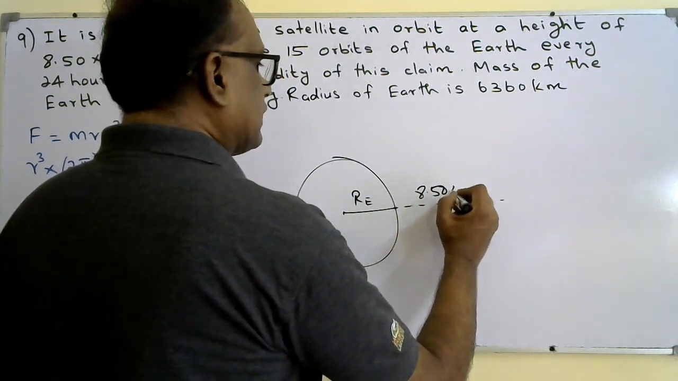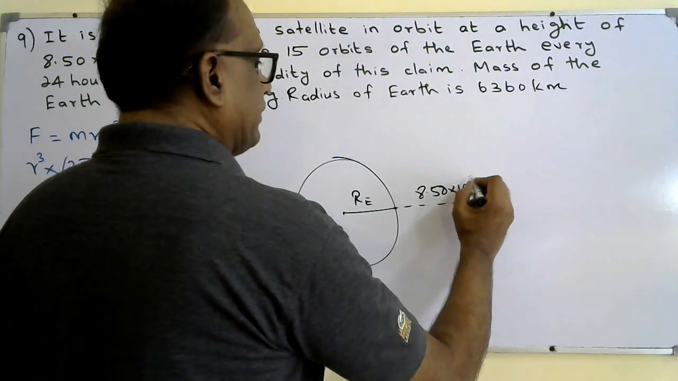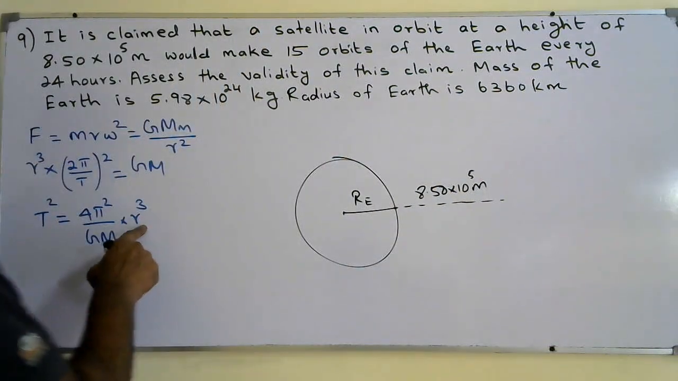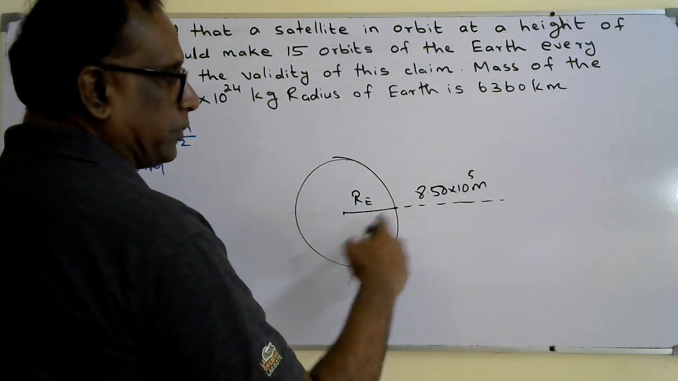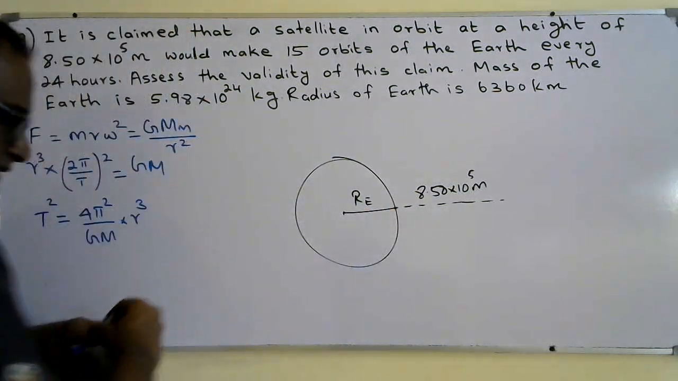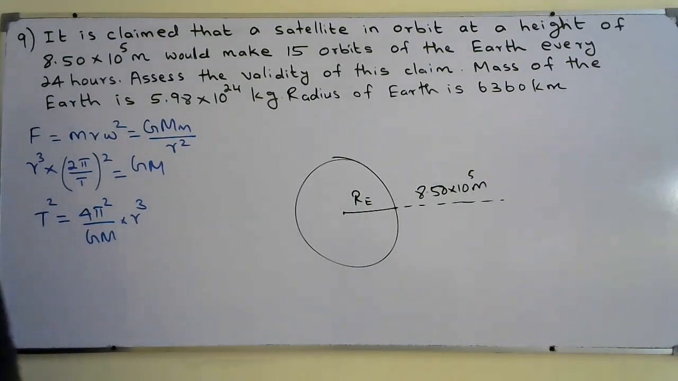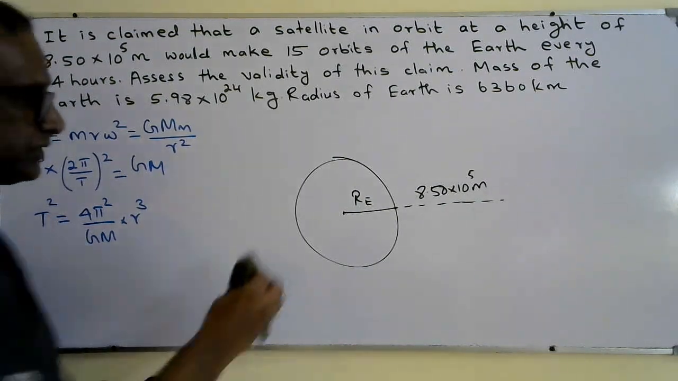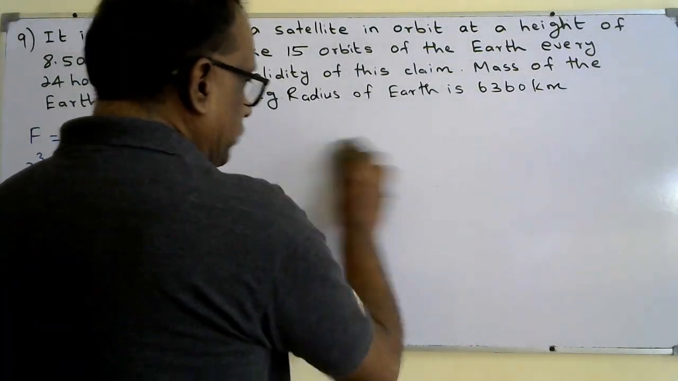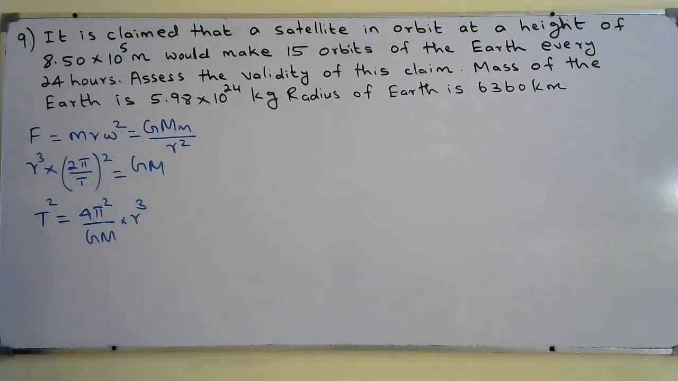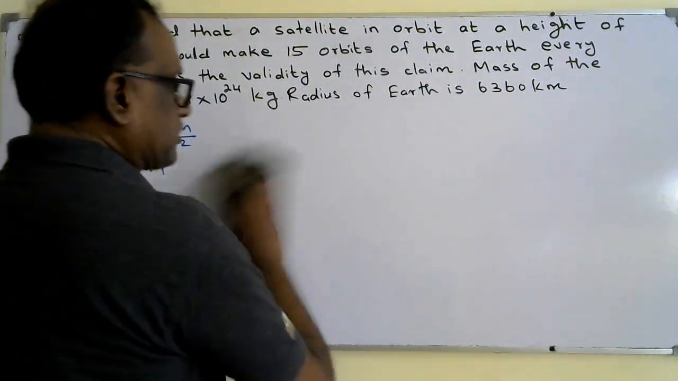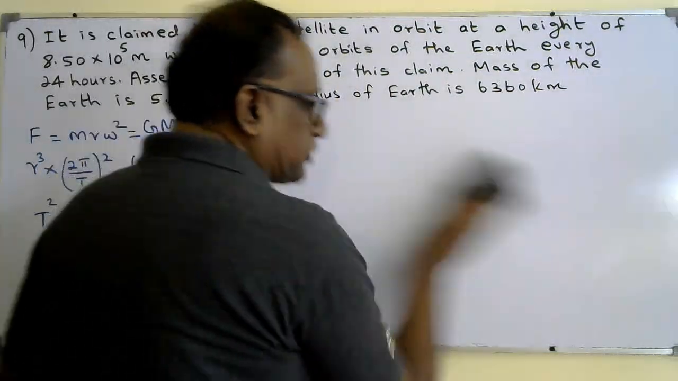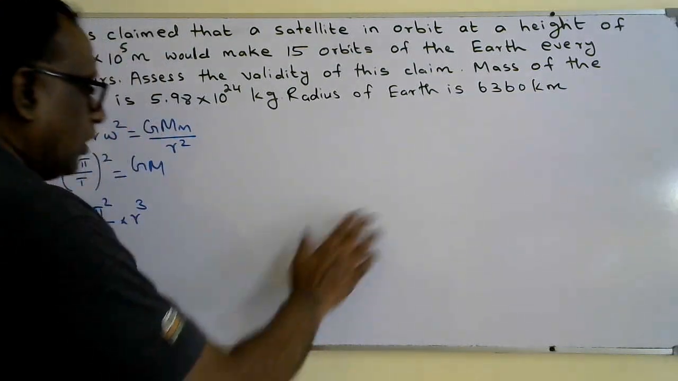So when we use this equation, r must be the radius of the orbit, which means height plus radius of the Earth. That's a very common mistake students make. They don't add the radius of the Earth when the height is given. So you have to add the radius of the Earth to the height of the satellite above the surface of Earth. Then only will you get the radius of the orbit of the satellite. Okay, so we'll continue and find the time period here.